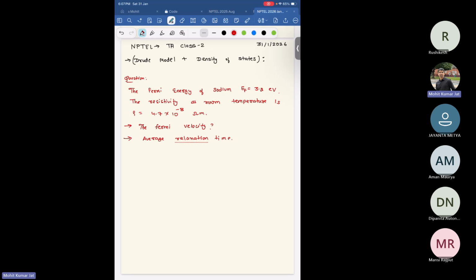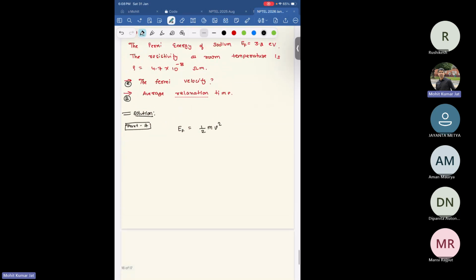Now let's call this part A and part B. So this is the solution section now. In part A, it asks what is the Fermi velocity. To compute the Fermi velocity, you take EF equals half mv square, where m is the mass of the electron. If any effective mass is not given, we will take the mass of the electron as 9.1 into 10 power minus 31 kg.